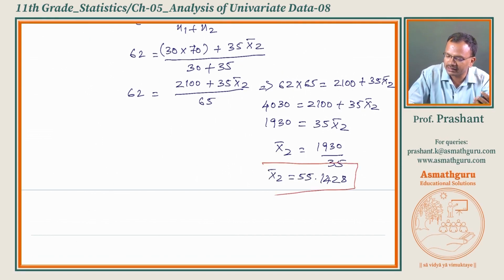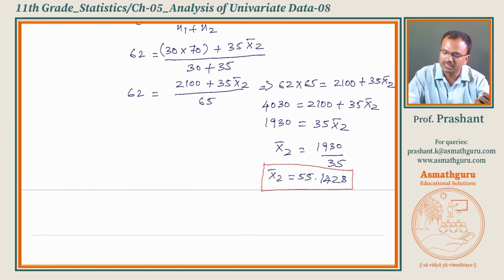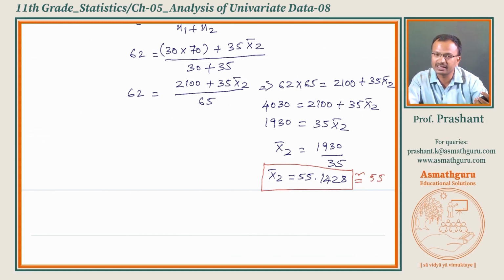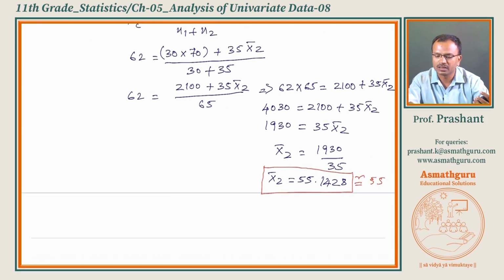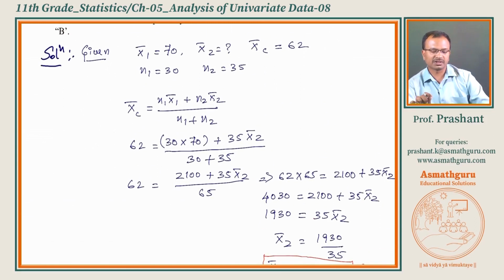This is the mean of the other section, the students of the other section. 55.1428, I am going to round it off to 55 only, because after the decimal point it is only 1428, so I round it down to 55. So this is what we need to observe. This is the mean marks of section B. This is how you need to find it whenever they give a question like this.